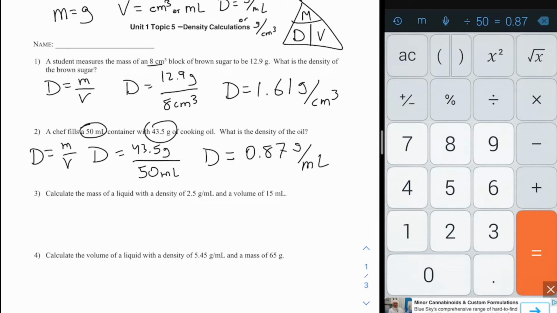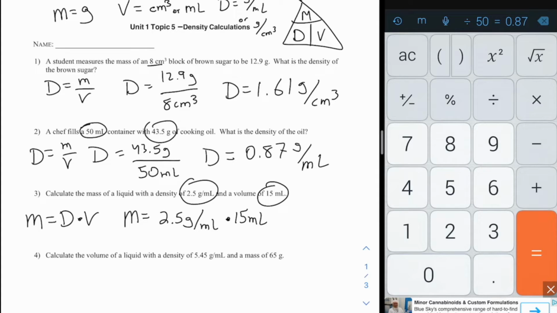Calculate the mass. Okay, so for this one, mass is what we want. So again, using our magic triangle, mass equals density times volume. This one's the density, 2.5 grams per milliliter, multiplied by the volume, which is here, volume of 15 milliliters. So here again, we go 2.5 times 15 equals, so my mass is 37.5 grams.